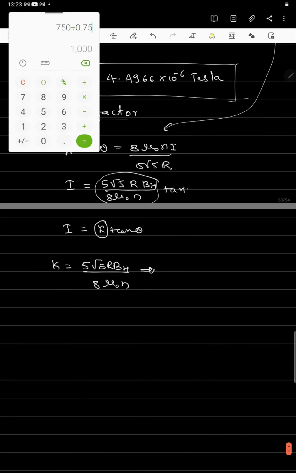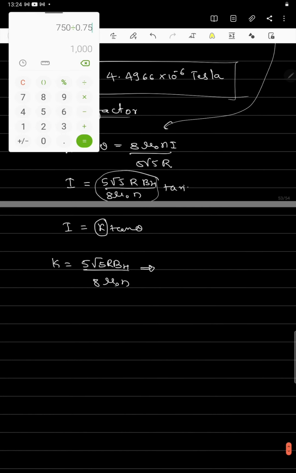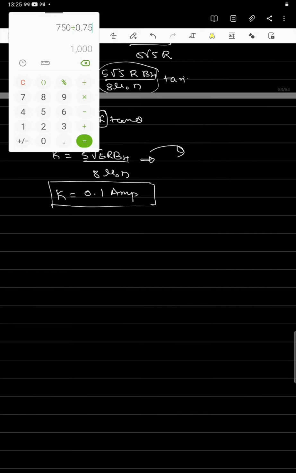Put in those given values. R is given, BH we have already calculated, mu naught is known, and N is given, that is 50 turns. Put all the values and we'll get the reduction factor, which is 0.1 ampere after calculation. You should do the calculation and then you will get it. Let us now take another example.